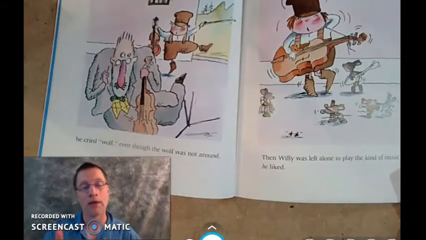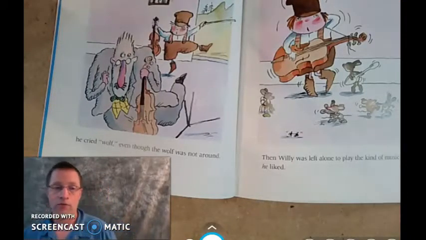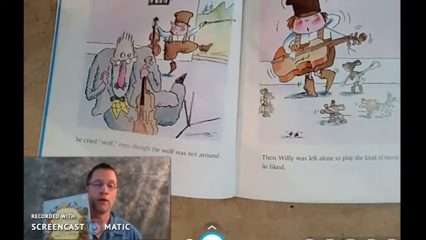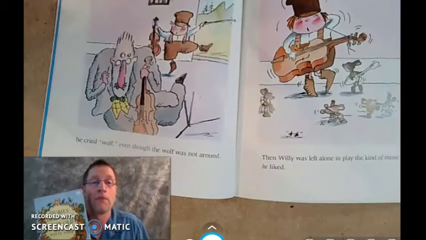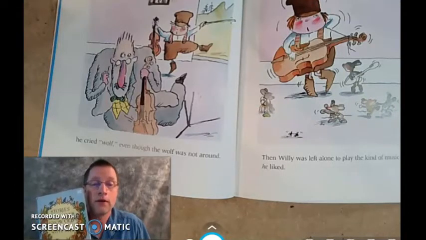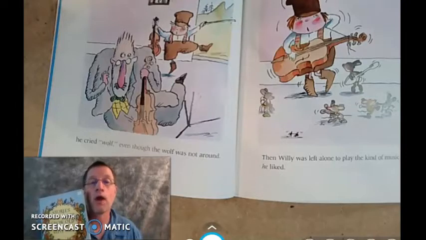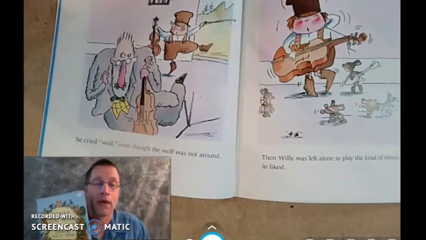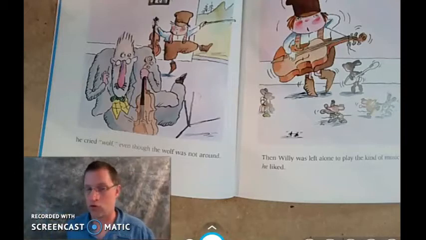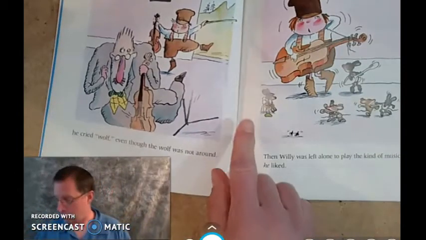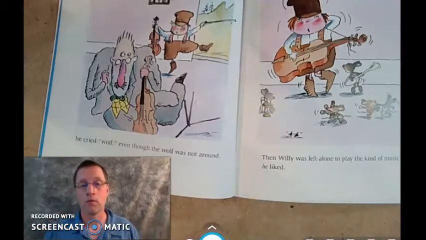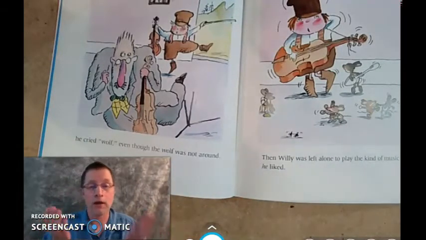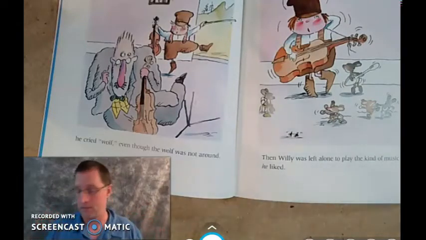Let's stop here a moment and think again. What is a text-to-text connection? In this book here, Willie was bored, or he wasn't wanting to do something that he was being made to do. And so what did he do? He cried wolf, and then people came running. In this version of it, he cries wolf, and he gets out of doing something that he wanted to do. So there's some little similarities there, and some things that are not the same.